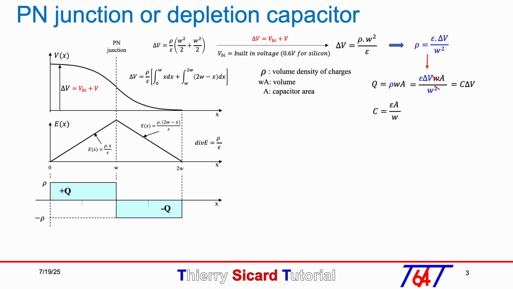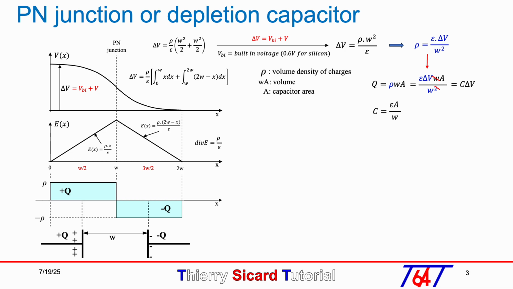Thus, the space charges plus Q and minus Q distributed over a distance of 2W are equivalent to a capacitor whose two plates are separated by a distance W, which is half the space charge distance.